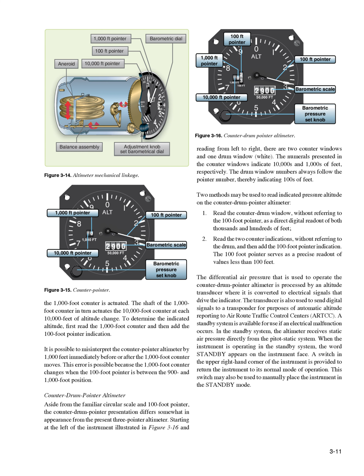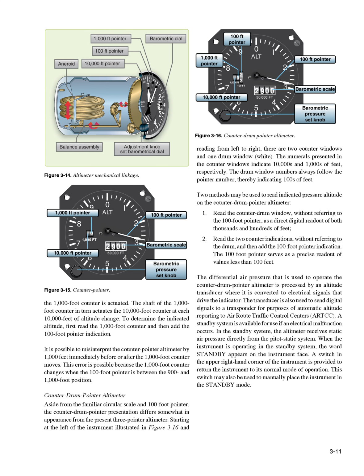It is possible to misinterpret the counterpointer altimeter by 1,000 feet immediately before or after the 1,000 foot counter moves. This error is possible because the 1,000 foot counter changes when the 100 foot pointer is between the 900 and 1,000 foot position.